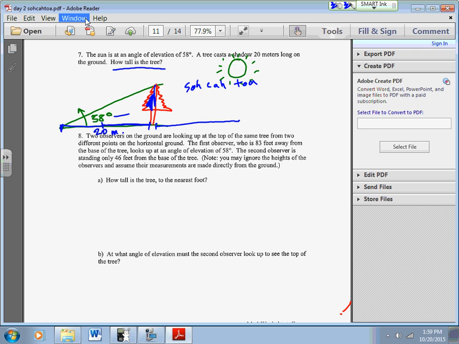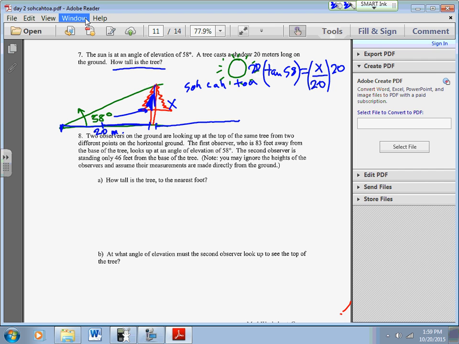Tangent. Opposite over adjacent. So tangent of 58 is equal to the opposite over adjacent. Now, everybody agree that the height of the tree is the opposite side? The adjacent is 20 meters. Solve it for x. Tell me what you do. X down to the right. All right, notice that the x is on the top of the fraction. If the x would have been on the bottom, multiply by x first, and then divide by tangent of 58.